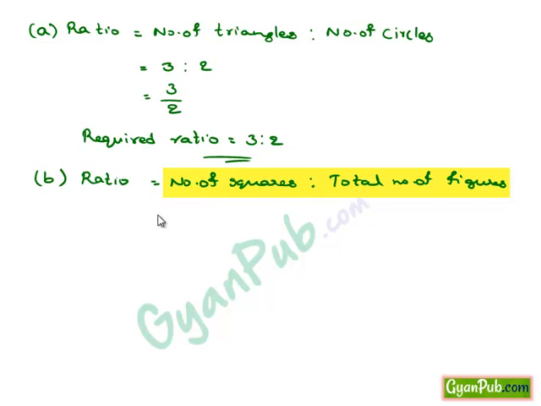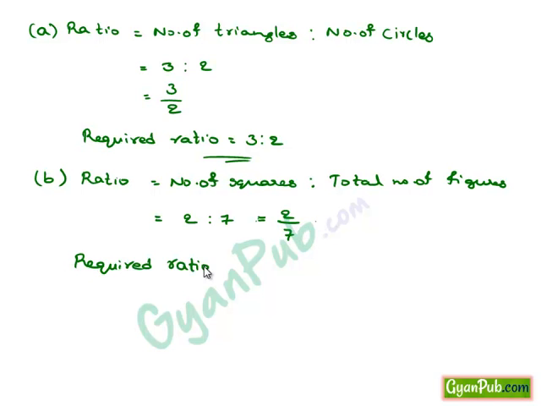Similarly, for the second ratio, we have to find the ratio between number of squares to total number of figures, which is equal to number of squares are 2 is to total number of figures are 7. This can also be written as 2 upon 7. Here 2 and 7 do not have any common factors. So the required ratio is 2:7.